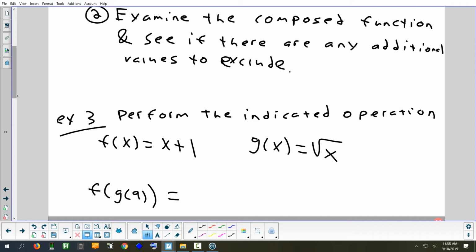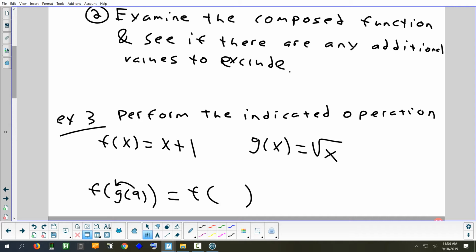So Brandon, what's the function there that's on the inside? It would be the square root of x. Yeah, function g is on the inside, and what do they want me to plug into function g? Well, square root of x is the formula, but they want me to plug something in for x. The 9. They want me to do this first. Plug 9 into function g. Don't worry about function f, we're not there.